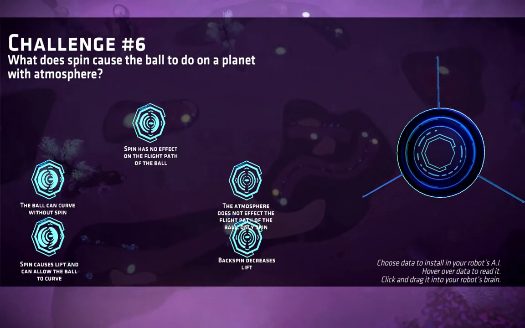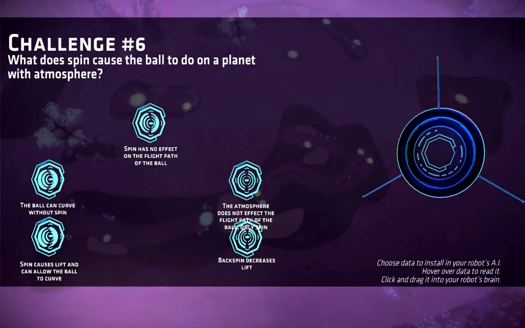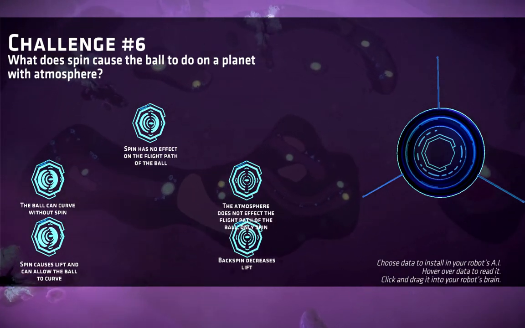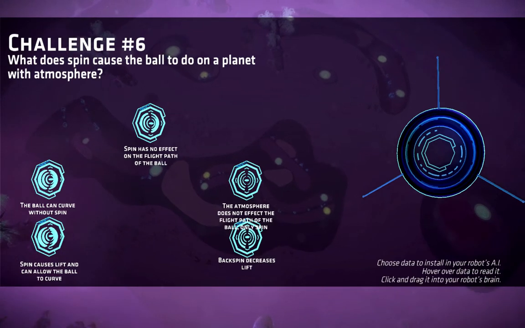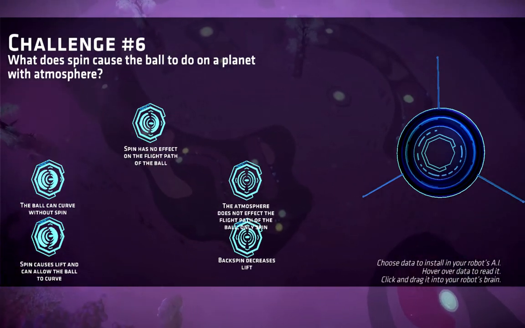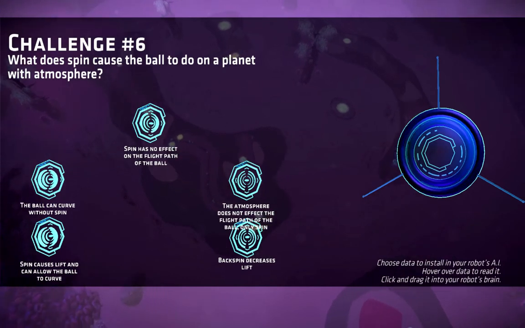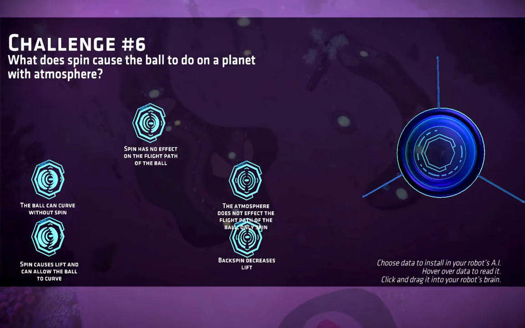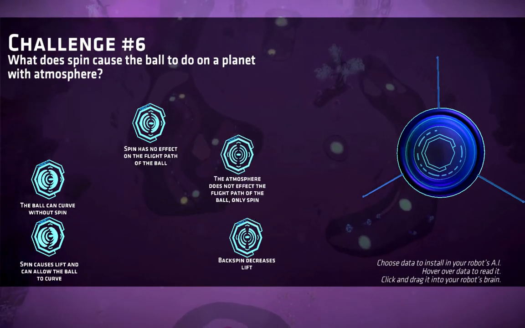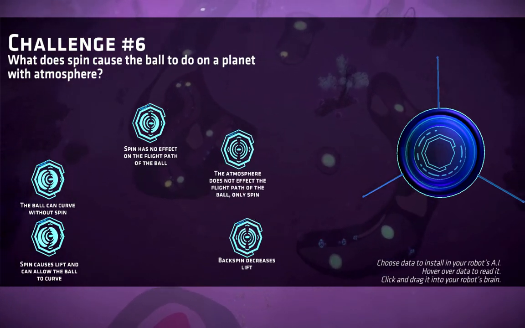So the ball can curve without spin. This is an ambiguous point because can you ever really get a ball hit that doesn't have spin? So this may be an outlier distractor. Spin causes lift and can allow the ball to curve. This actually sounds exactly like what we're looking for. Backspin decreases lift? It actually increases lift. We know that. It would take forward spin to decrease lift. The atmosphere does not affect the flight path of the ball, only spin.